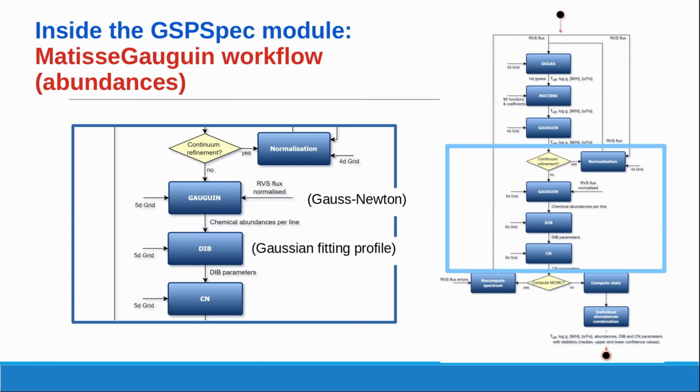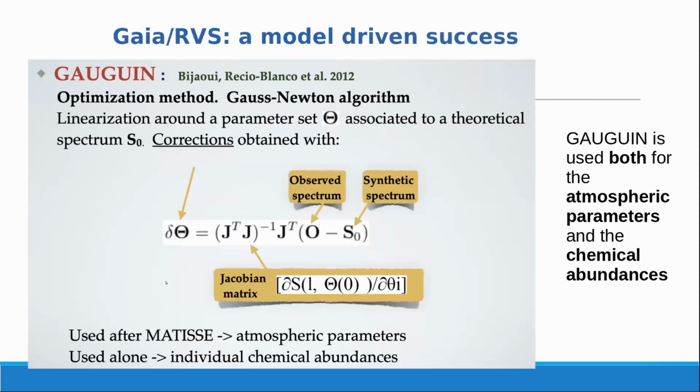For the abundances, only Gauguin is performed after receiving the parameters from the Matisse module. And after that, the spectra is analyzed by the DIB module, which basically performs a Gaussian profile fitting for estimating the DIB parameters. And after that, also the CN, which is very similar to the DIB. Yeah, this is a scheme of the Gauss-Newton algorithm used by the Gauguin module, but it's simply a steepest descent method. For the atmospheric parameters, it is used after Matisse, while for the individual abundances, the parameters are not computed, but just assume the ones provided in the previous step by a combination of Matisse-Gauguin.